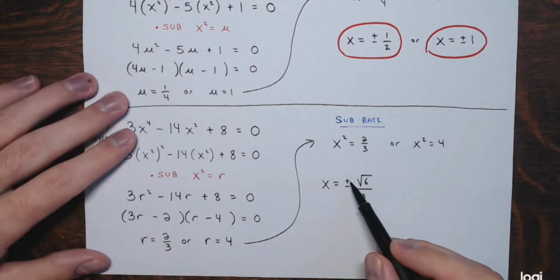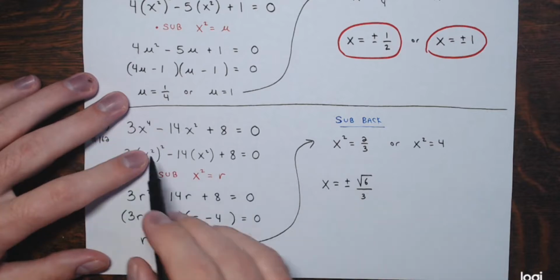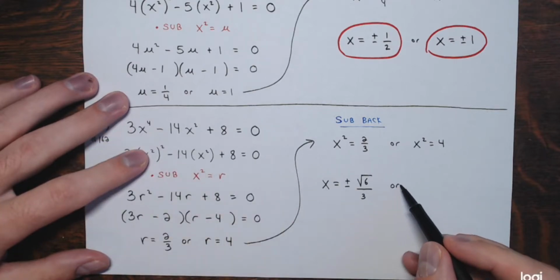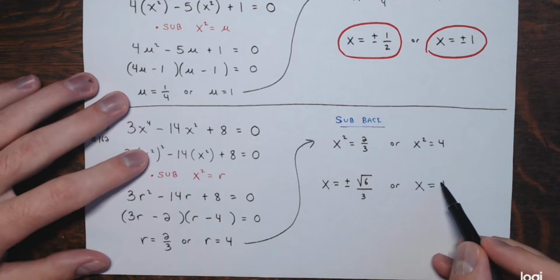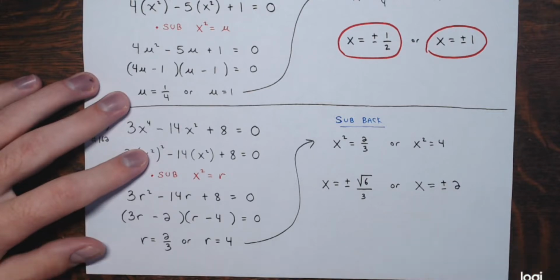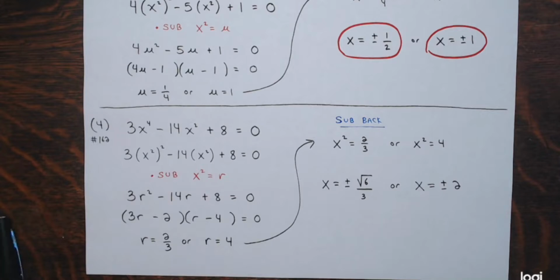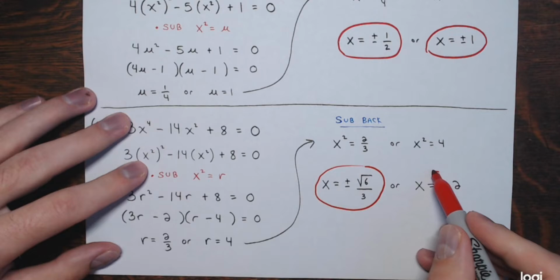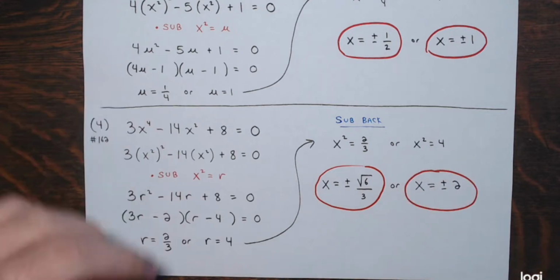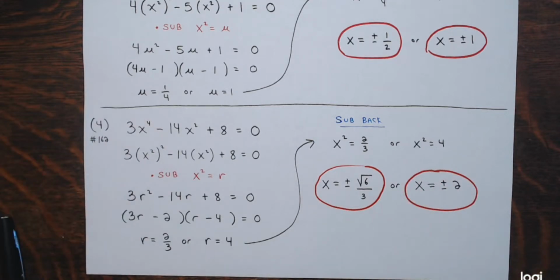So positive square root of 6 divided by 3, negative square root of 6 divided by 3, those should work, and I leave it to you to check. And x squared equals 4 gives me the two solutions of positive or negative 2. And again, I leave it to you to check these, but they should work. Cool. 4 solutions again.